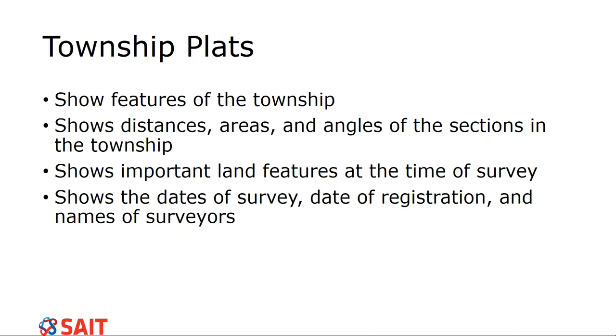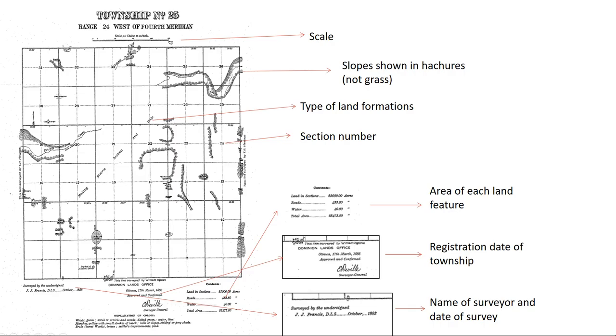And the split line notes only show the boundary. They don't actually go into it. But this takes all of those boundaries and puts it all together into one big map, which is really cool. So this one shows us distances, areas, and angles of the sections. It shows land features at the time of the survey. It shows dates, registration, name of surveyors, which we talked about in the previous video.